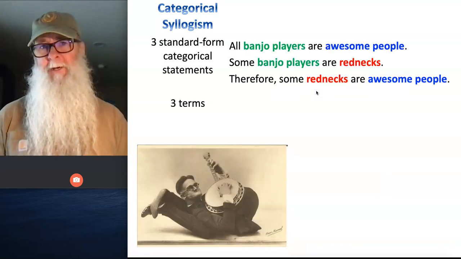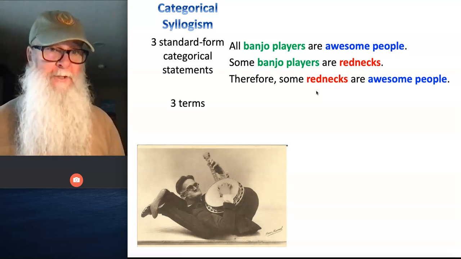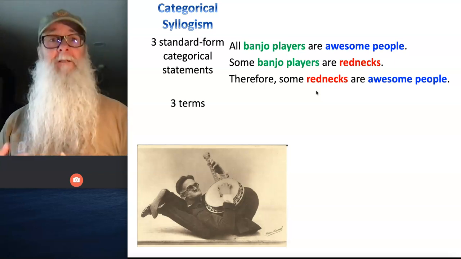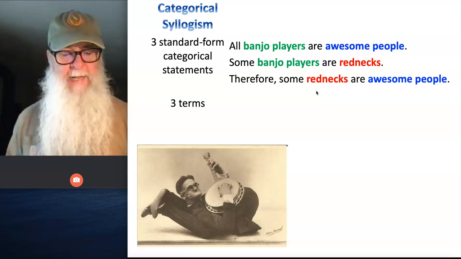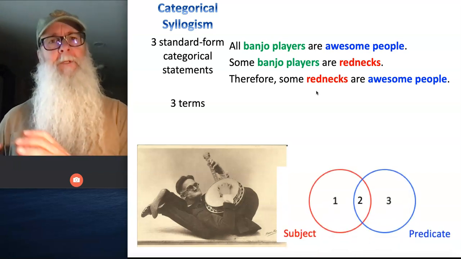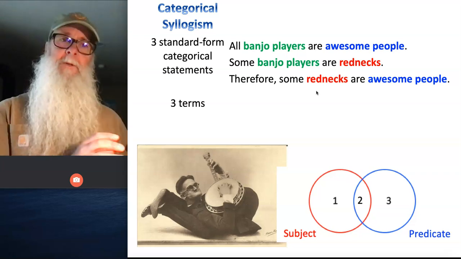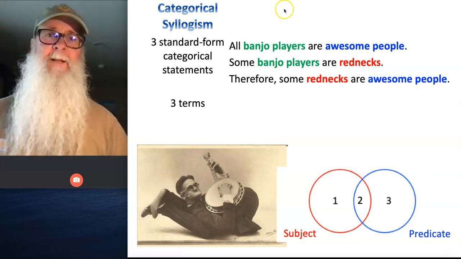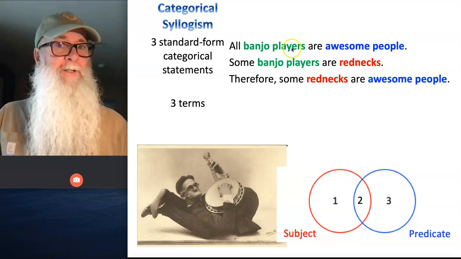All banjo players are awesome people. Some banjo players are rednecks. Therefore, some rednecks are awesome people. Now, the Venn diagrams we've been using have had only 2 circles, one to account for the subject term and one to account for the predicate term. But now we have this 3rd term, our middle term.